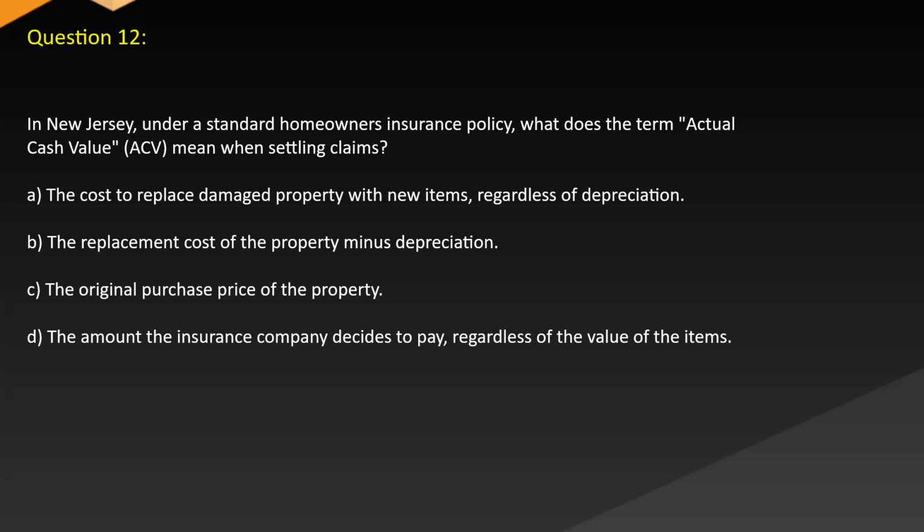Question 12. In New Jersey, under a standard homeowner's insurance policy, what does the term actual cash value mean when settling claims? A. The cost to replace damaged property with new items, regardless of depreciation. B. The replacement cost of the property minus depreciation. C. The original purchase price of the property. D. The amount the insurance company decides to pay, regardless of the value of the items.